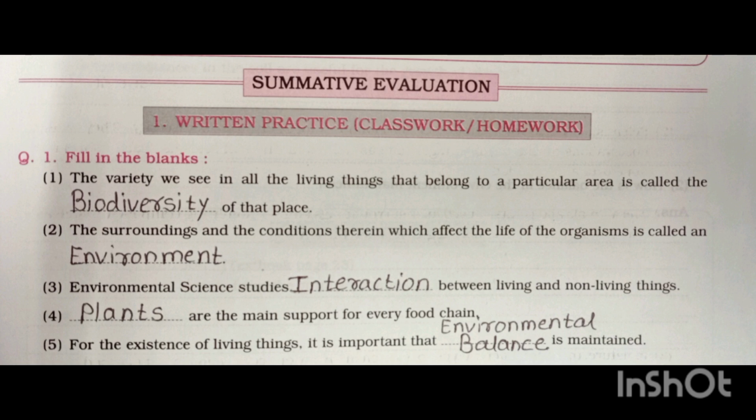Answer is interaction. Fourth one, plants are the main support for every food chain. Answer is plants. Fifth one, for the existence of living things, it is important that environmental balance is maintained. Answer is environmental balance.